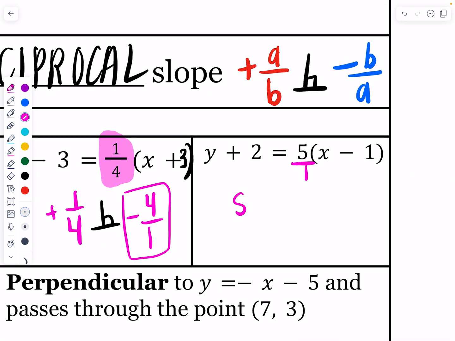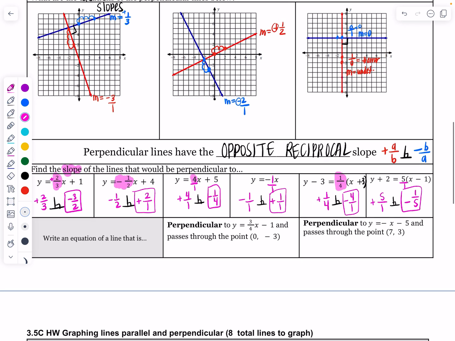Same thing here. This is a positive 5 over 1. So what is opposite reciprocal to that? We're going to take the fraction, flip the sign, so it's negative, flip the fraction, so it's negative 1/5. Okay, so that's just practice.